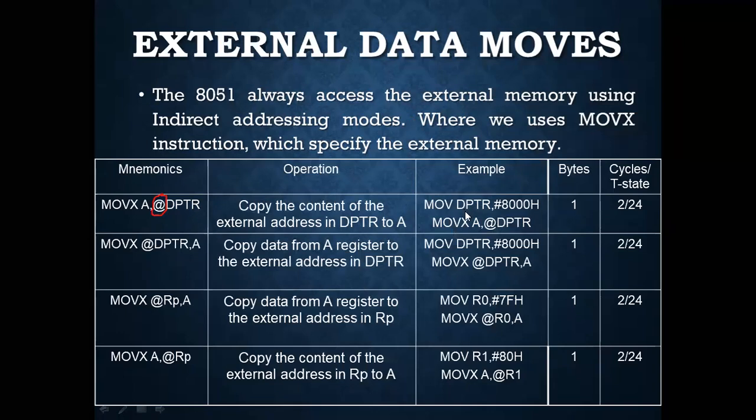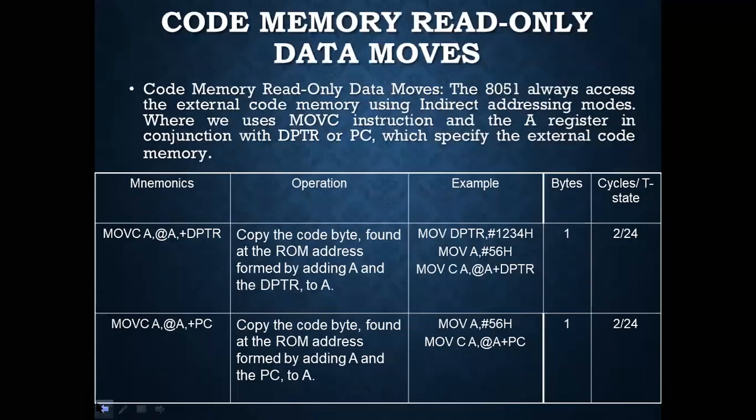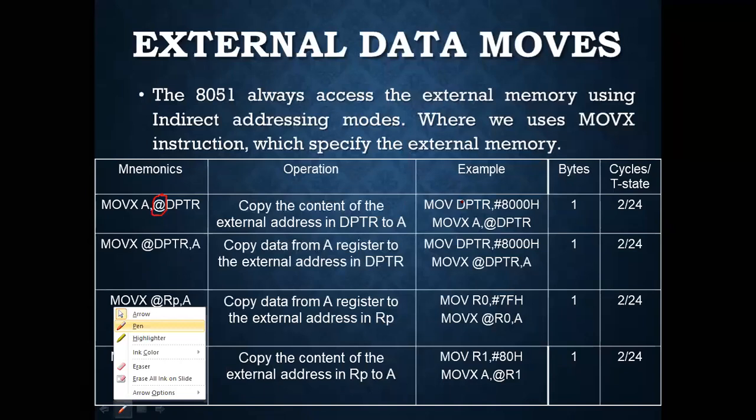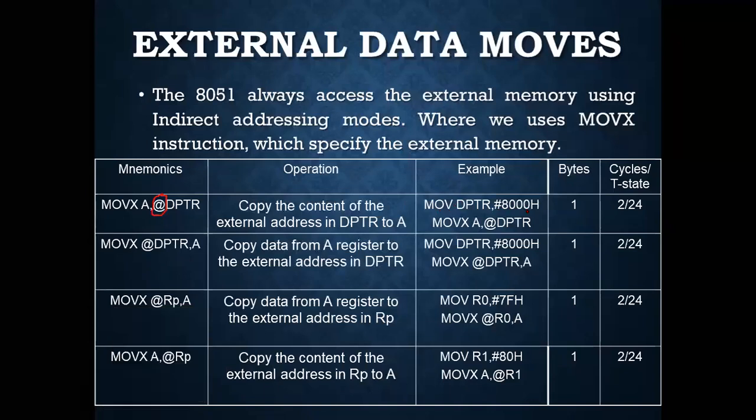For example, we can see this: MOV DPTR, #8000H. That means the DPTR is loaded with the immediate data 8000H, so the content of DPTR is now 8000H. Now MOVX A, @DPTR means the content of the DPTR, that is 8000H, will act as an address. So whatever data is in the 8000H memory location will be moved to the accumulator.